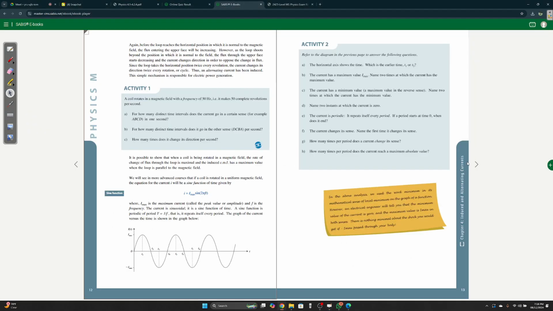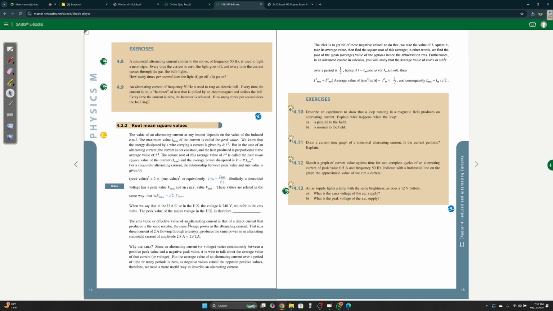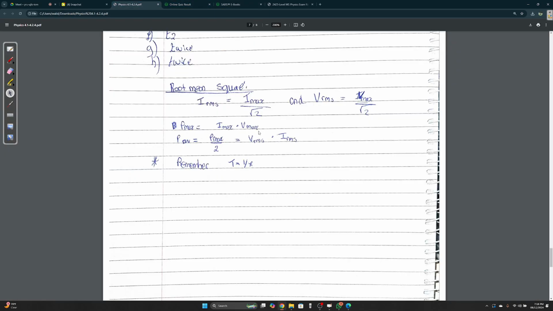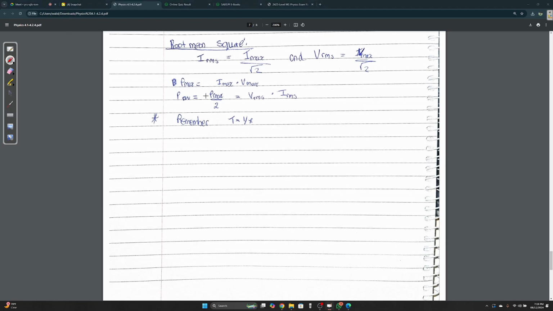And this P max, I think my physics teacher was just trying to act smart. I don't know if it's actually in the book. Yeah, it's not in the book. But I wrote it down in my copybook. If you want to know it, power max is equal to I max times V max. Power average is equal to V RMS times I RMS. They don't ask this. You need to know this.